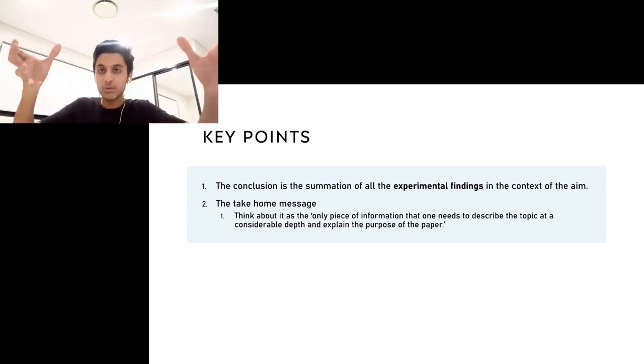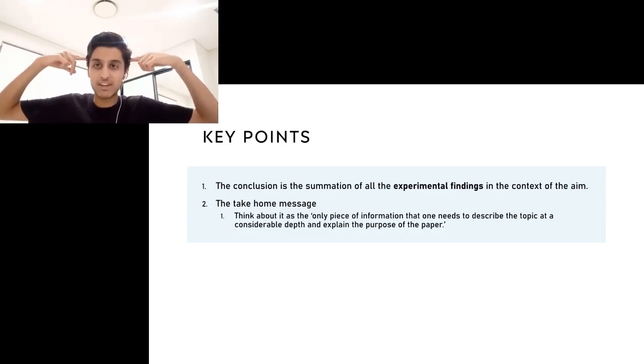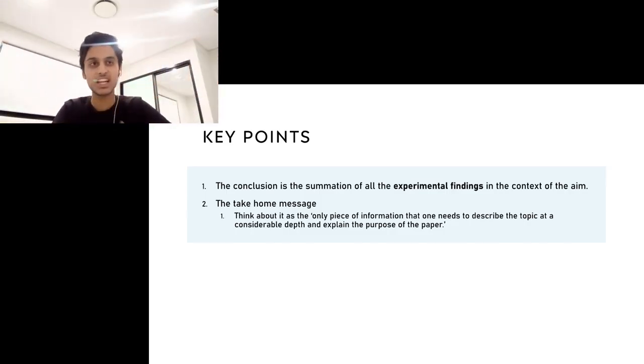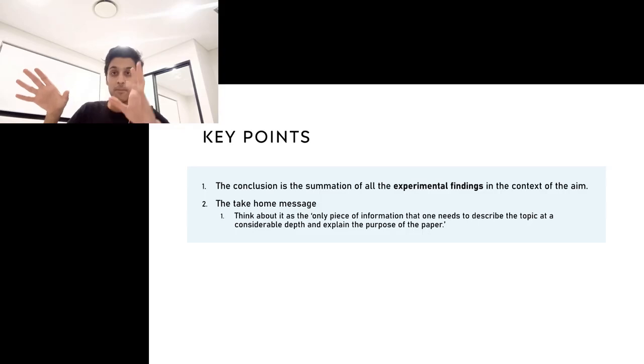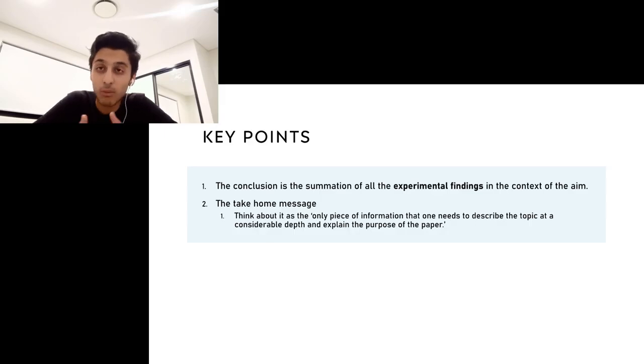You want the reader to feel what's going on in your head. They shouldn't be just given a recount of experimental findings. You want to also give them a take-home message. And this is the second point. Here is where you think about the piece of information that describes the topic at considerable depth and explains the purpose of the paper. So you want to create this character, and you want to give them that take-home message. This should be that piece of information that they can use to describe your entire paper and explain the paper's findings. And they should also be able to use the conclusion to talk about why your research is important.